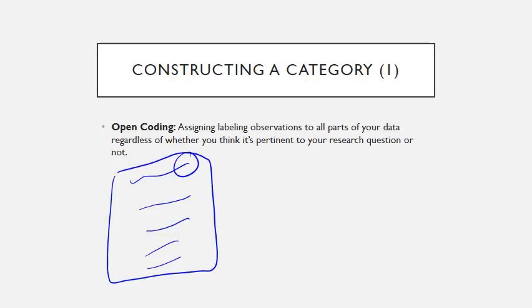You're going to code everything, okay? The reason why is, for all you know, there could be something that you could be missing. And it's a more inductive way of looking at things, because if you're just going to look for instances of face work, you might miss things that you didn't think were face work, but are still interesting to understanding how face work might work. So open coding is all about labeling any and all observations that you see, regardless if it's pertinent to your research question or not.